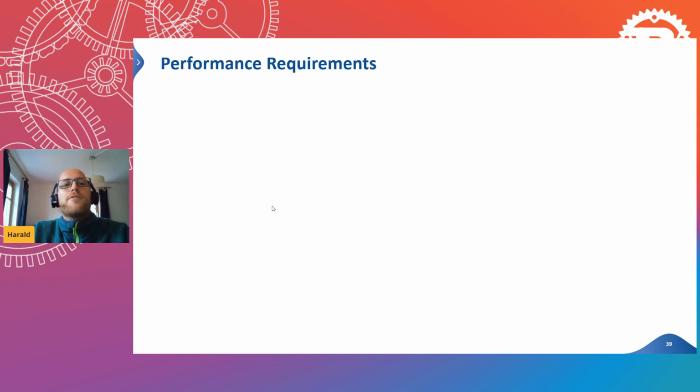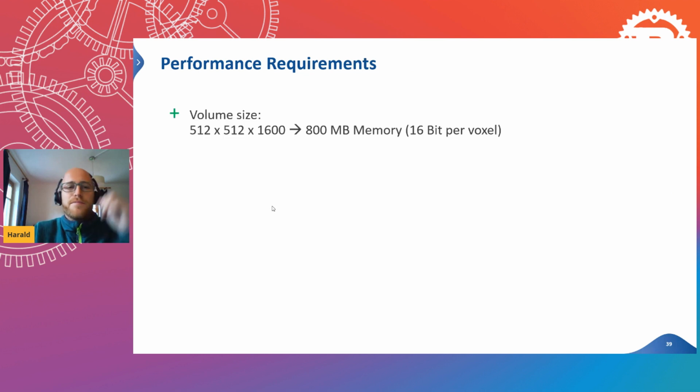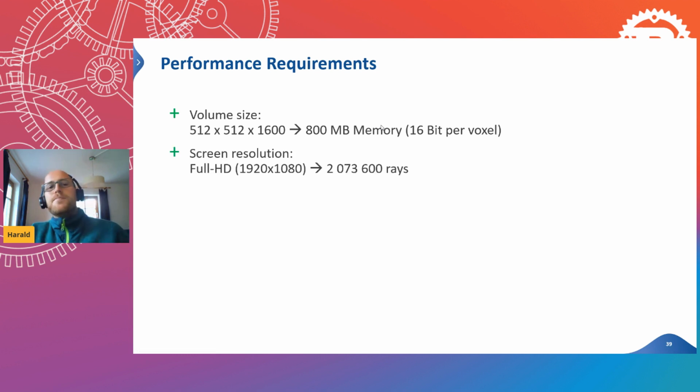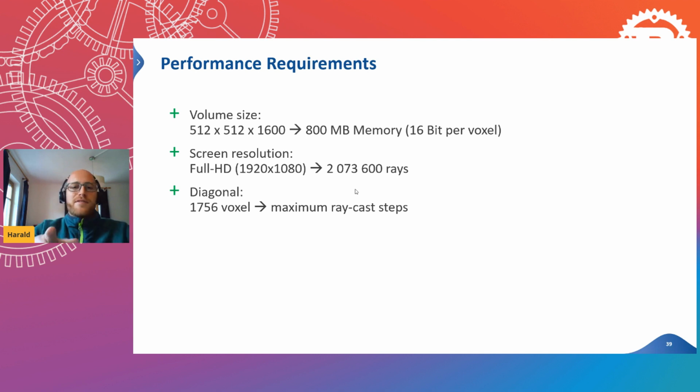I wanted to do a short recap of why the performance requirements are high for us. So the volume can be really big. Each slice has often 512 by 512 pixels, and having 1,600 slices in a volume is not that big already, and this would be 800 megabytes in memory or on the GPU. Also, if you have a full screen rendering of a full HD resolution, it would mean you have to virtually shoot 2 million rays, for each pixel one ray, and the diagonal of that volume means that you have, in the worst case, 1,700 steps for each ray.